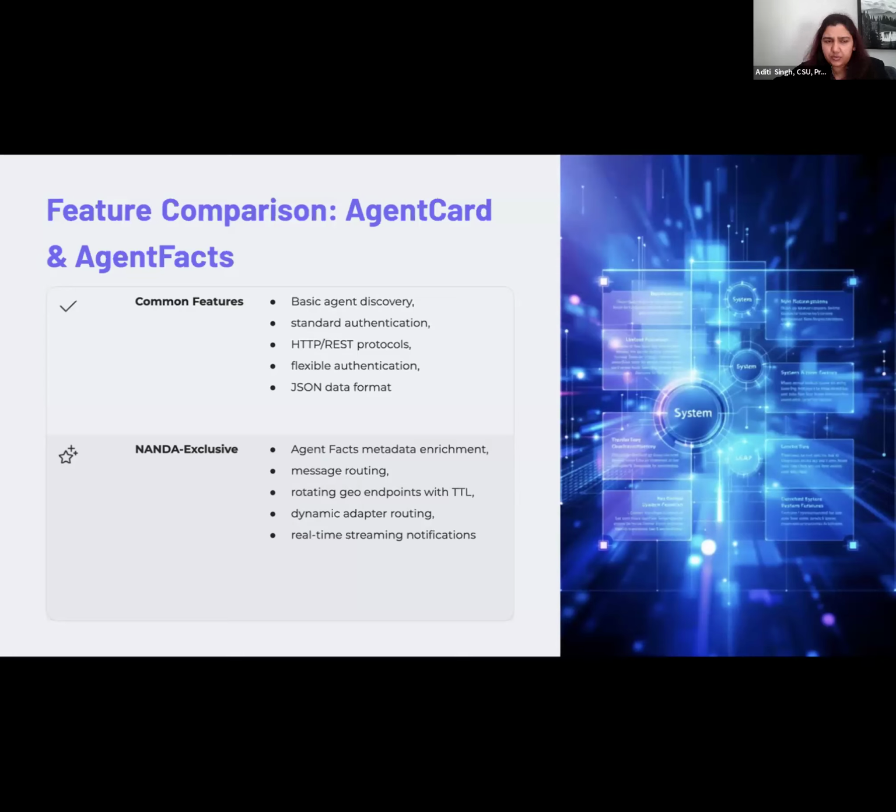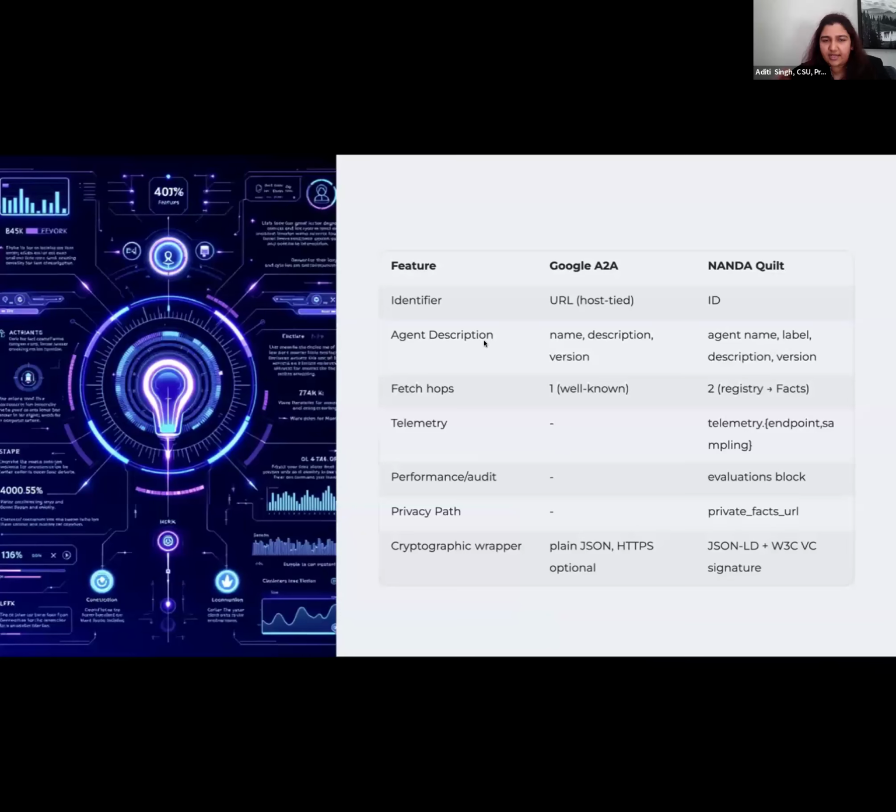Things that are exclusive to Nanda are having those agent facts metadata, like the private message routing, rotating geo endpoints with time to live, dynamic adapter routing, and real-time streaming notifications. So these are a few things which are exclusive. Next slide, please. This is another comparison between the agent card and agent facts.